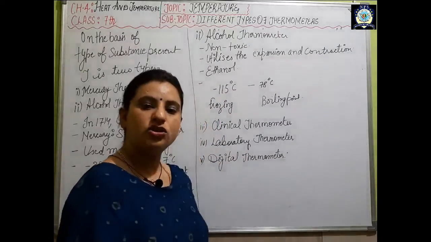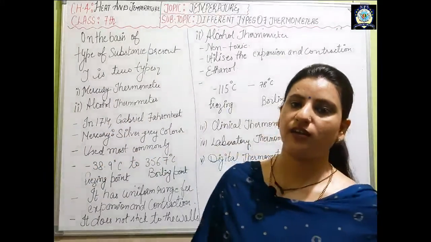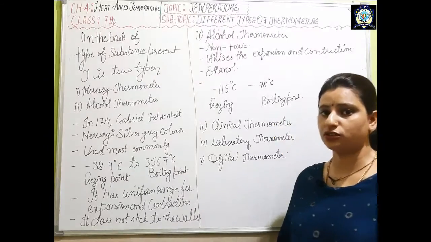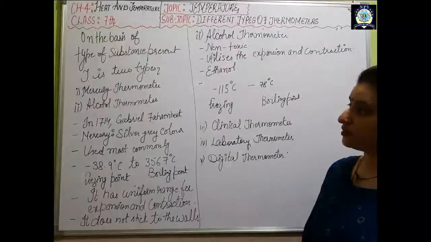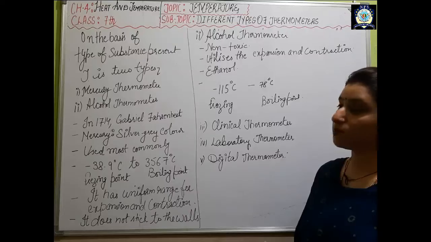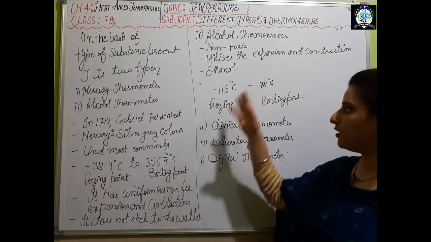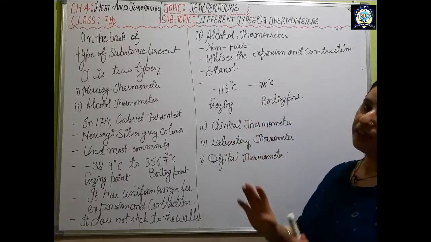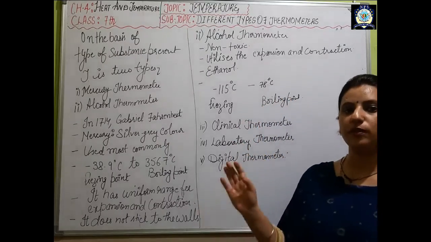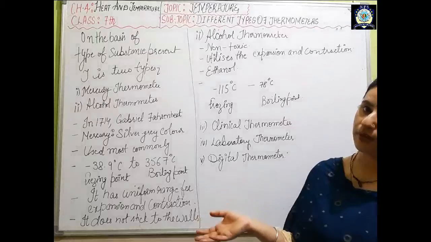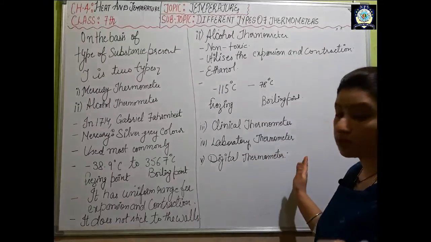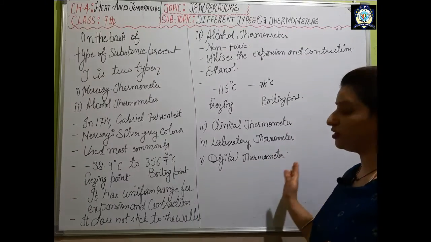So this is all about today's session, and let's recap very quickly what we have learned today. We have learned that there are 2 types of thermometer on the basis of the substances present in them. In the mercury thermometer, mercury is present, and in the alcohol thermometer, alcohol is present. They both have wide and different ranges of temperature between freezing point and boiling point, and 3 more thermometers are there, that is clinical, laboratory and digital thermometers.